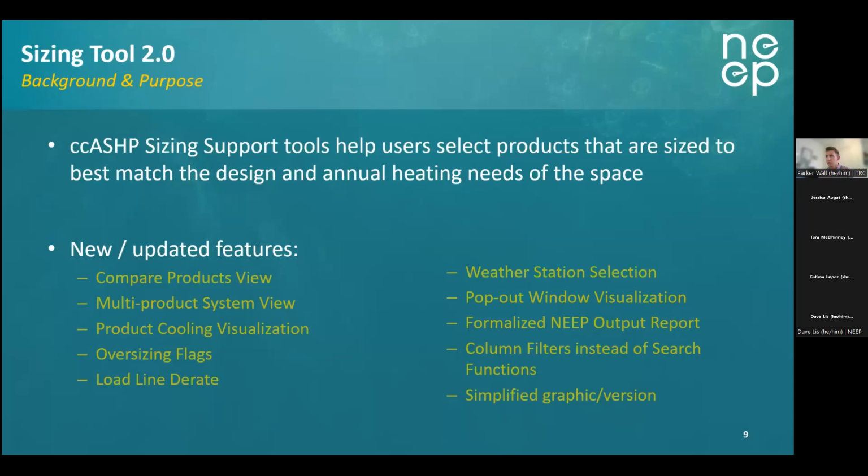The tool helps users select products that are sized to best match the design and annual heating needs of the space. It uses TMY3 weather data for the local weather station. That uses historical weather data to cast an annual load profile of what that home and that specific project sees. In order to collect your actual inputs, you should be doing a Manual J, or whoever is doing the sizing should be doing a Manual J to get the heating and cooling loads of the space. And then the weather data should take those Manual J entered loads and cast an overall annual load profile for the home.